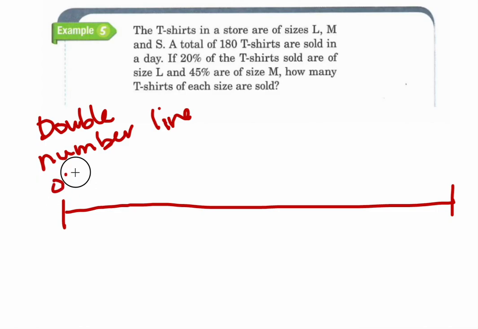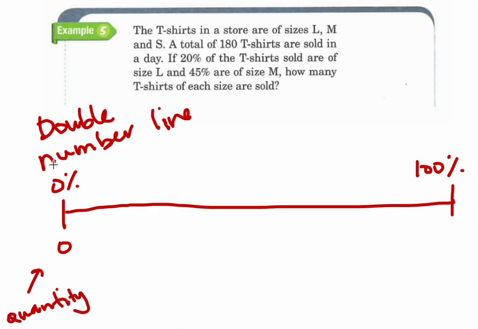So basically on your double number line, you have one side, top or bottom, that's the percents. So 0 to 100%. And the bottom one, which is your quantities, something that we talked about before, right? So the top is your percents and the bottom is your quantities. So let me write quantity. So the actual number of t-shirts, and then the top is your percent.